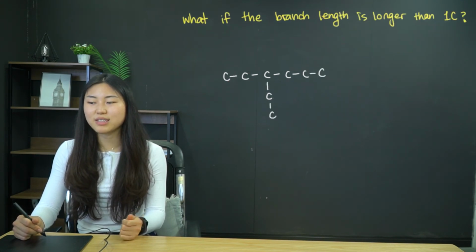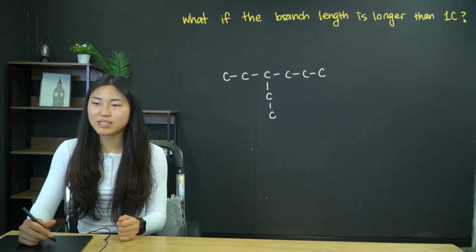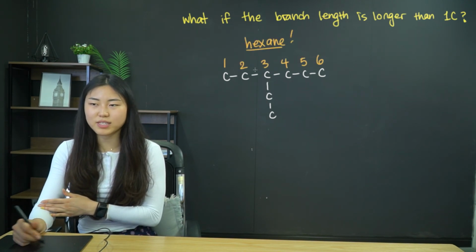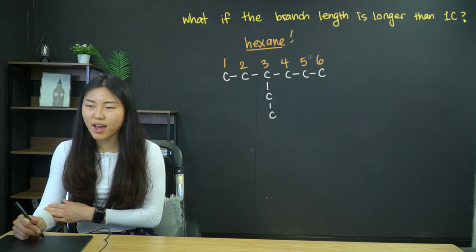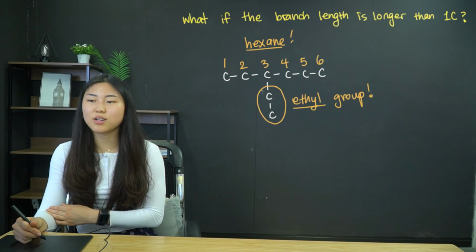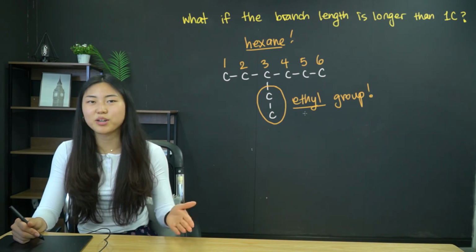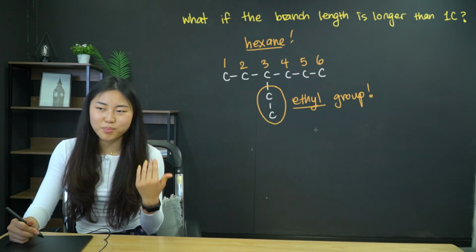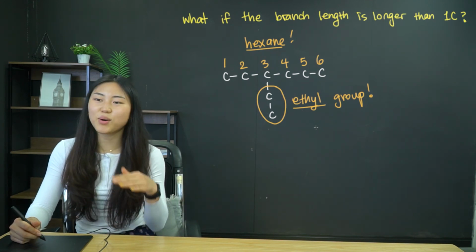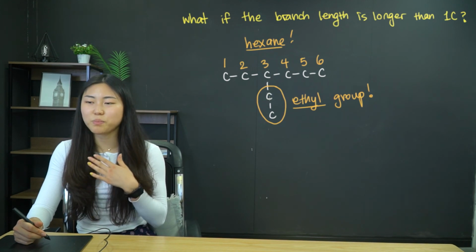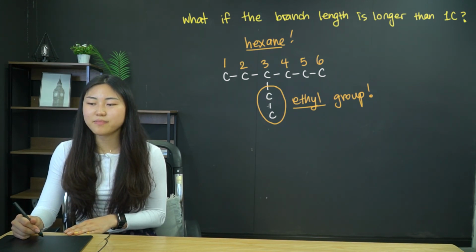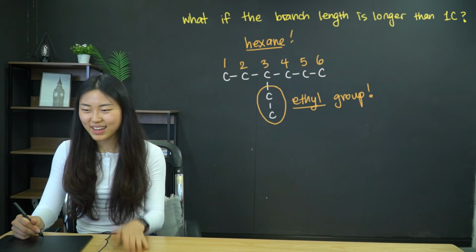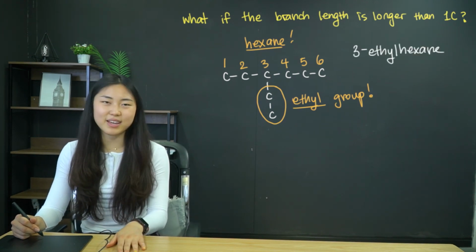And what if the branch length is longer than 1 carbon? So we have this structure over here, and if we look at the longest chain, it's a hexane. We have 6 carbons as its longest chain, and we have an ethyl group now. So I just told you that the general name for a hydrocarbon branch is an alkyl group, right? So you just take out the al and then put the meth, eth, prop, but, and so on. So over here we have a branch with 2 carbons, so it should be an ethyl group, okay? So try and guess what this name is. It's pretty easy. You can pause the video, but I'm going to reveal the answer, which is 3-ethylhexane, okay?